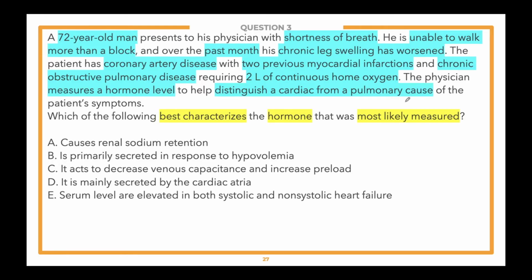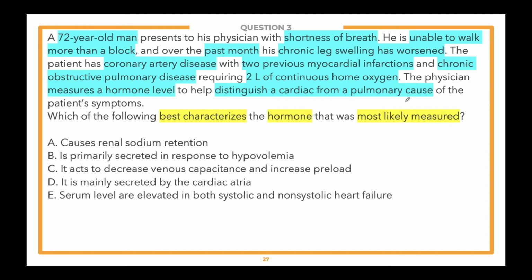Answer choice E, serum levels are elevated in both systolic and non-systolic heart failure. D, it is mainly secreted by the cardiac atria. C, it acts to decrease venous capacitance and increase preload. B, is primarily secreted in response to hypovolemia. And A, causes renal sodium retention.